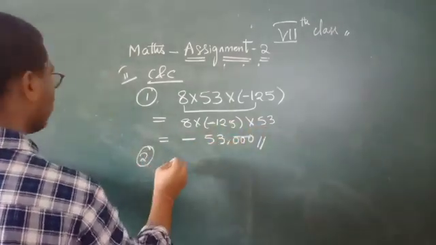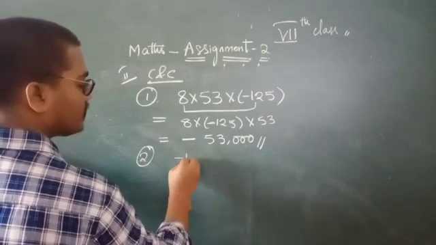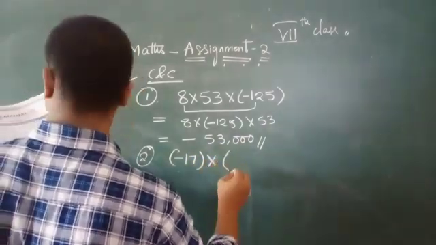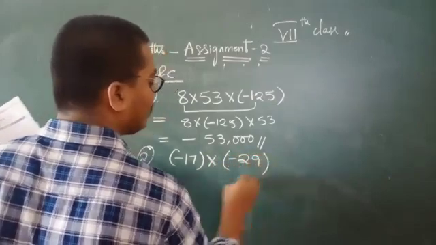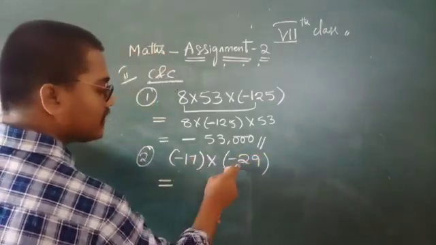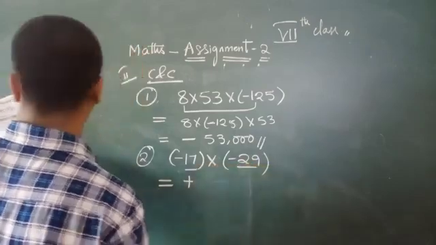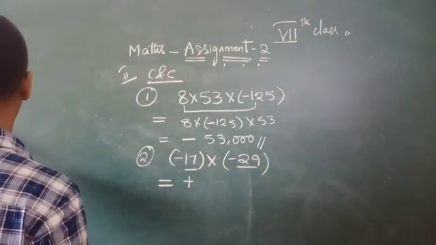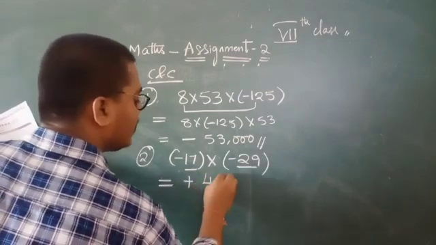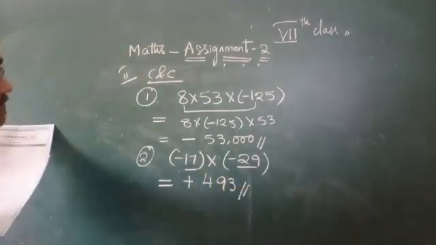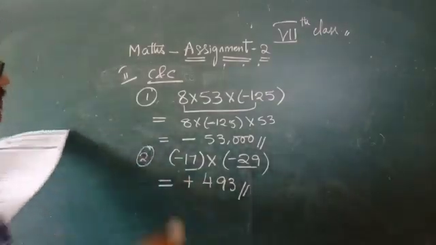Now second one, this is also a similar kind of question. They are asking us to find out the product of minus 17 into minus 29. As we all know, when you multiply two negative integers, minus into minus is nothing but plus, and when you multiply 17 into 29, you will get the resultant answer as 493. Now coming to the third one.